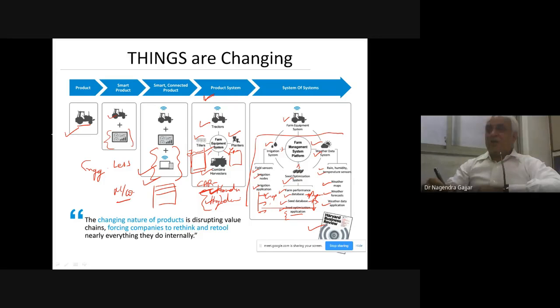So I request that all of you, whenever you look at your assignment or exercise, try to start with a product and make it into the SOS kind of. That's how this particular graph will also help you to do the evolution of your IoT being used as system of systems in your application domain. Okay.